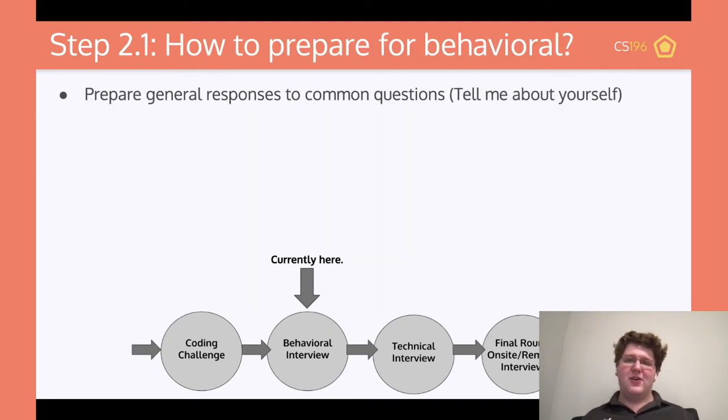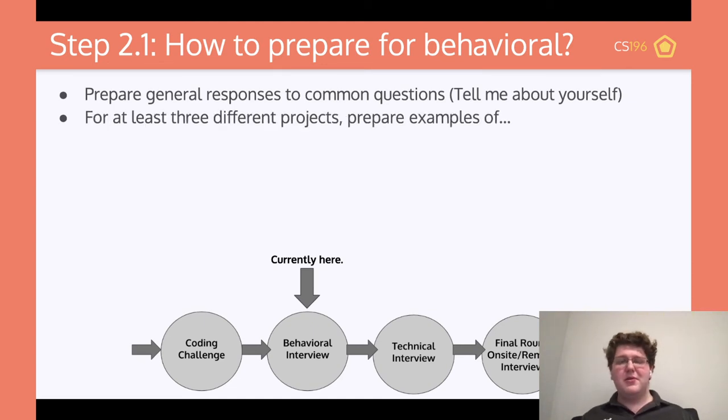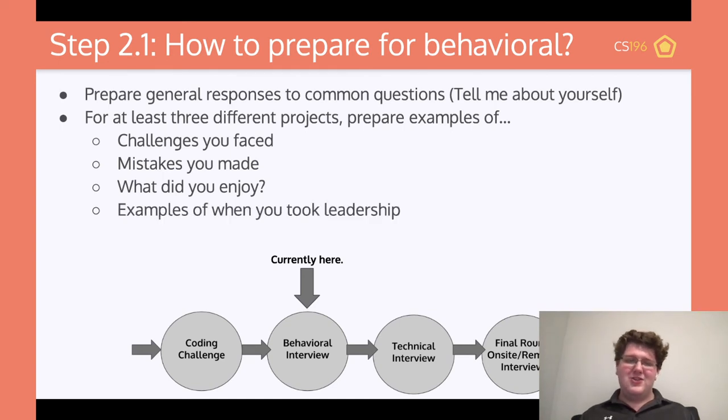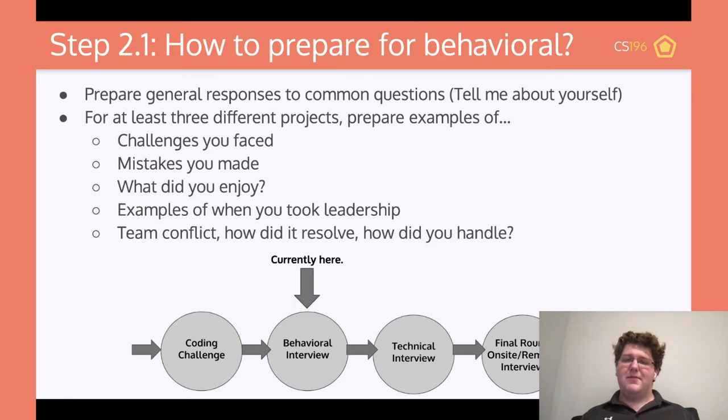So how to prepare for a behavioral interview. There are a couple of different tips, but the biggest one is to prepare yourself for the most common questions, because those are the ones that you're most likely to get every time. So for at least 3 different projects that you've worked on, prepare some examples of challenges that you've faced, mistakes that you've made. What did you enjoy about those projects? Or examples where you took leadership in that project. And then if there's team conflict, how did you resolve it?